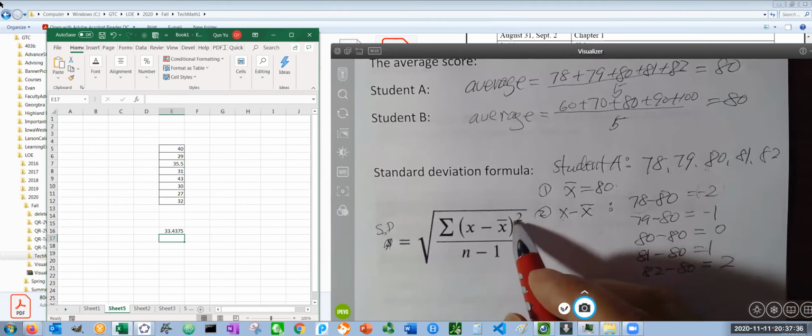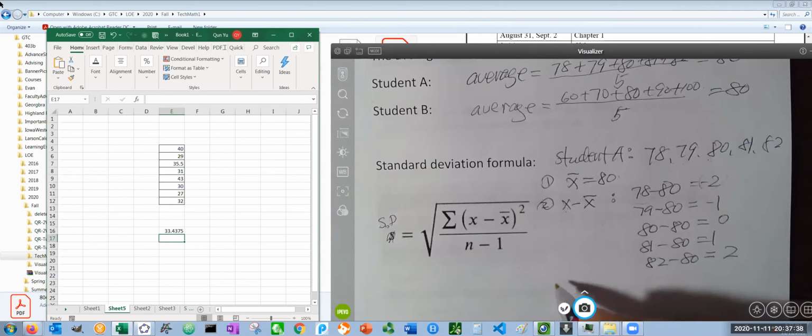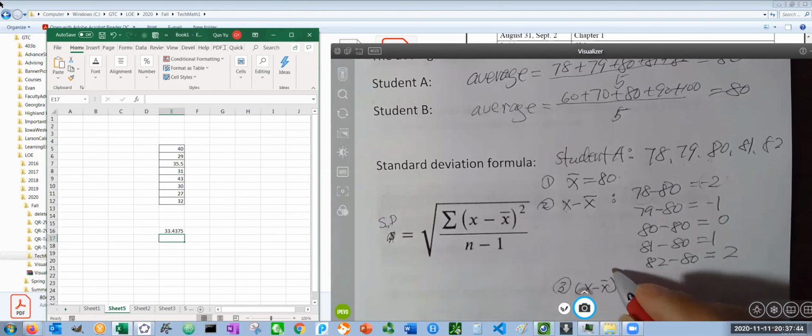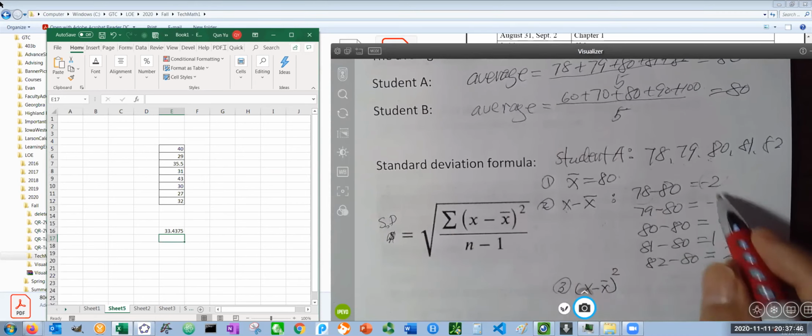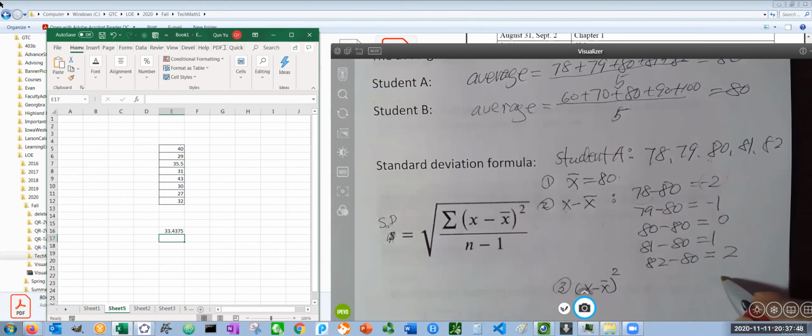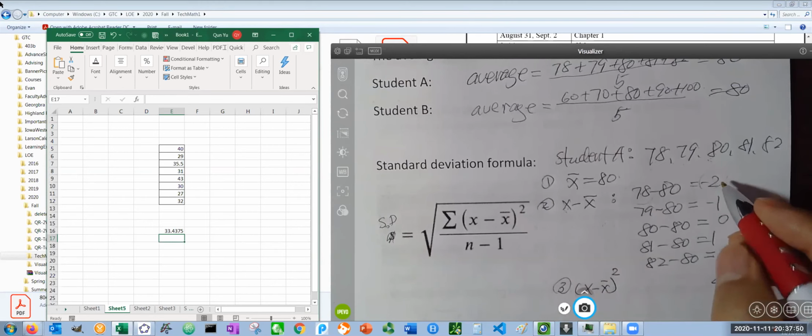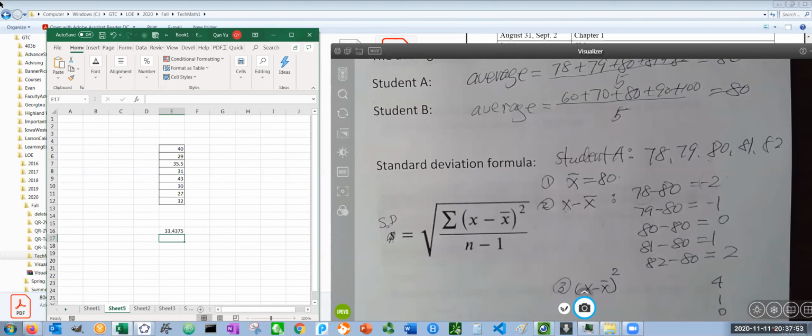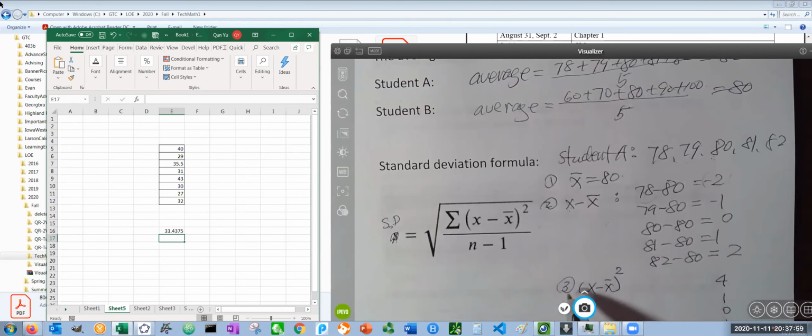Now we need to square this. Third step, square that. X minus x bar, where x bar means average, squared. That means we need to square these numbers one by one. So we get 4, negative 2 times negative 2 is positive 4, 1, 0, 1, 4. Square each of these one by one. We finish the third step.